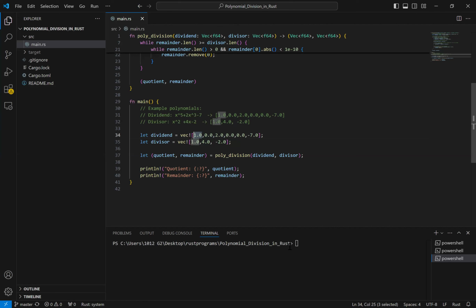Now, I want to know what the quotient is. The program is supposed to print the quotient, and also the remainder. So I just tell it cargo run. Let's see what it tells me the quotient is.